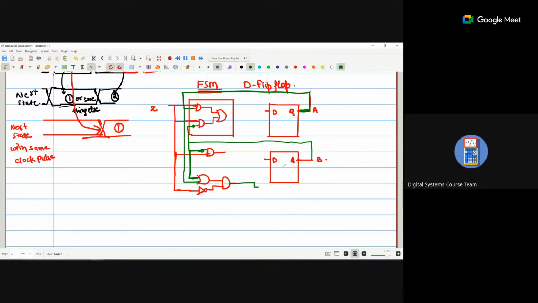That gives me Y, which is given as D, and that is given as D. So this is the DFF, DFF. Both flip-flops will be connected with the clock pulse.